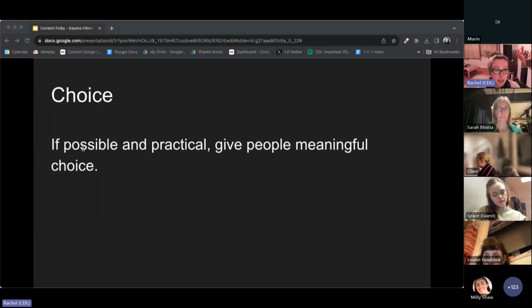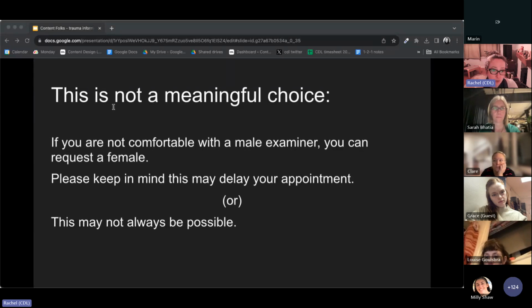But if your user has a choice, let them know what it is. Can they change an appointment time? Can they bring someone with them? Can they have a conversation rather than filling in a form? Can they request material in another format or another language? But make the choice meaningful. This is not a meaningful choice.